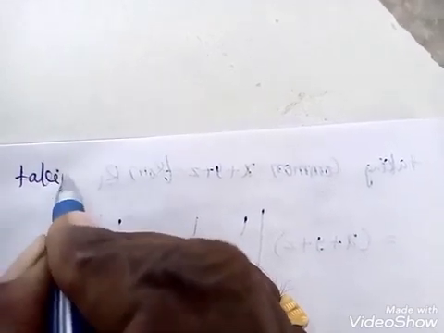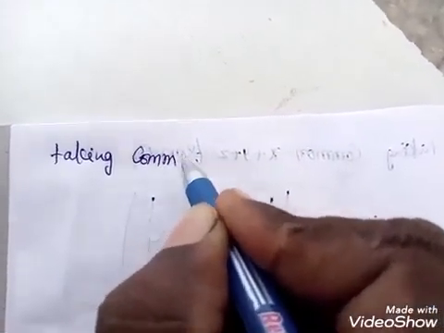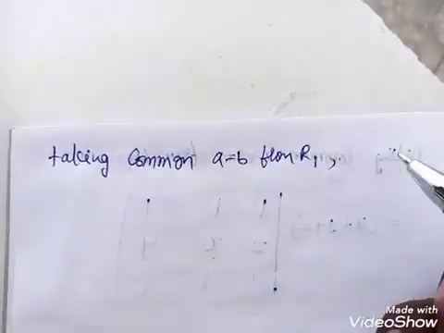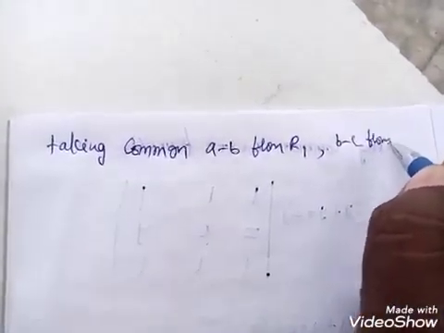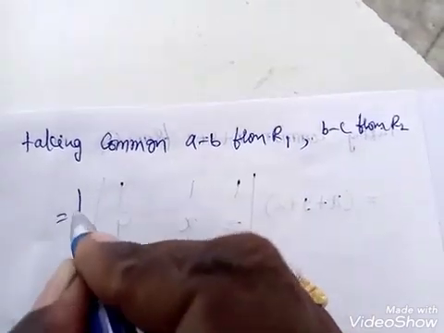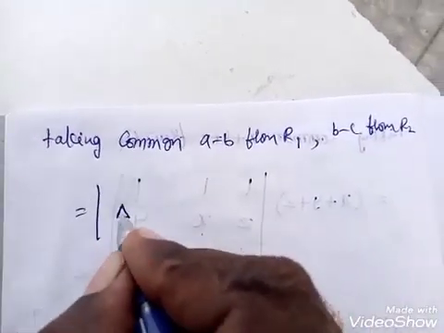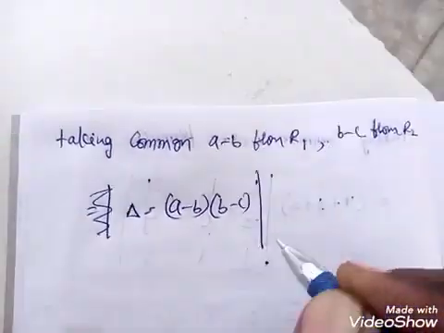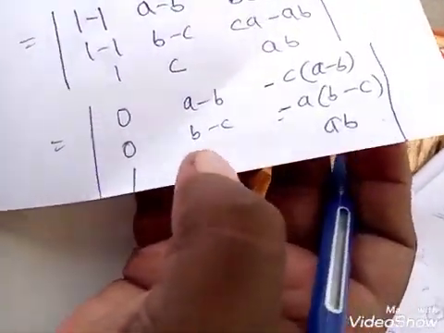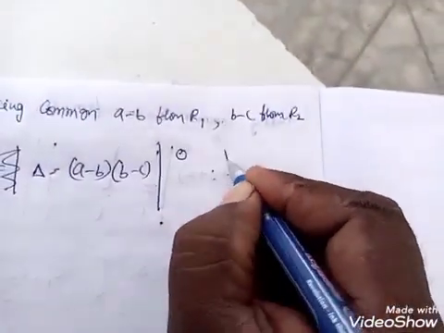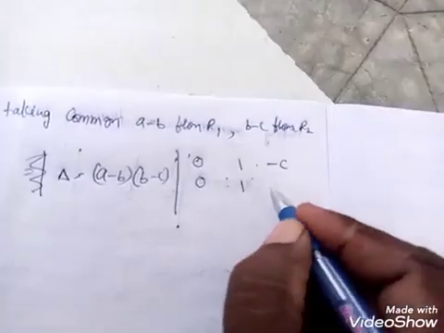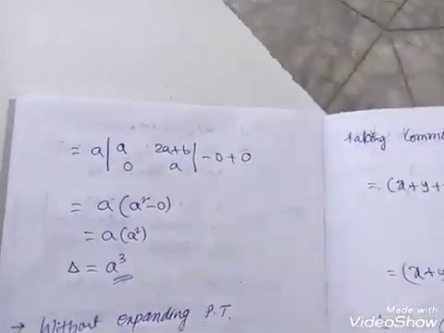Here, what you are going to write: taking common (A minus B) from R1, (B minus C) from R2. Then what are you going to get? You are going to get delta is equal to (A minus B) into (B minus C) into the determinant of, observe there, 0 1 minus C, 0 1 minus C, and 0 1, and you have taken minus A common, minus A, and the next one is 1 C AB.